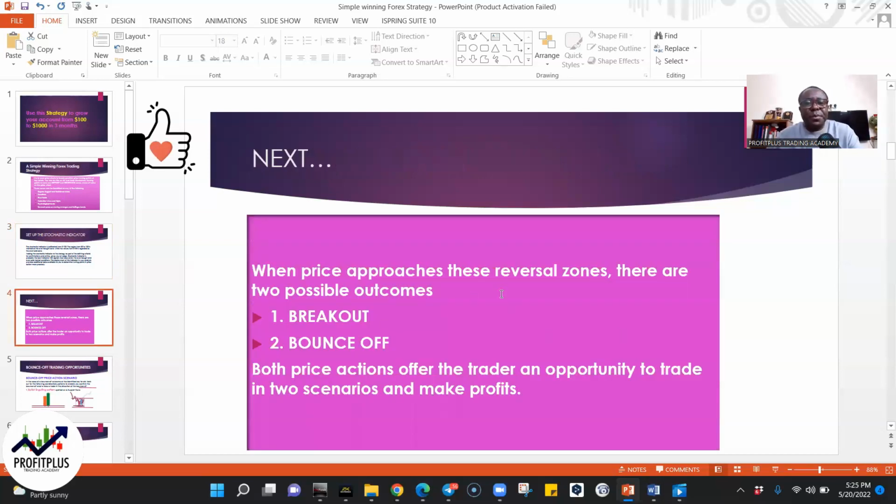Okay. Now, next thing is when price approaches these reversal zones, these turning points, there are two possible outcomes. One of them is the breakout. Price might break that zone. If it is the resistance zone, price might get to it and break through it, depending on the momentum and what is driving the market at that point. So it can break it, or it can bounce off at those zones. So there are two scenarios here: the bounce off and the breakout. Both of them will offer a forex trader an opportunity to trade the market and make profits. Okay, so we'll move to the next slide.